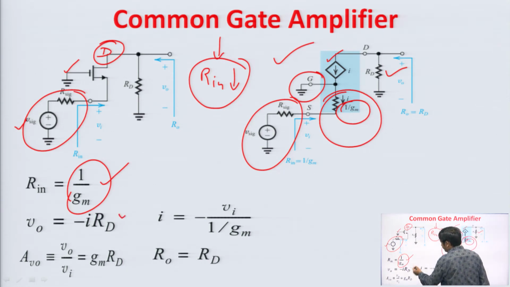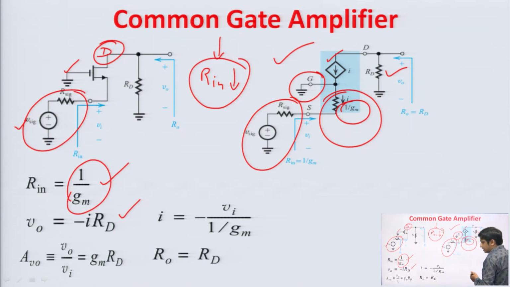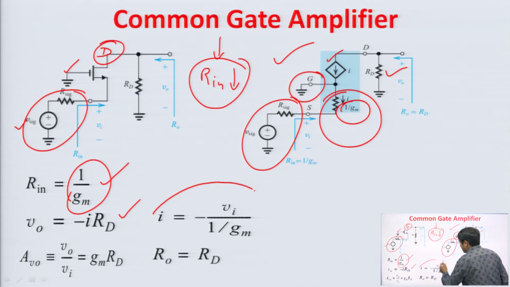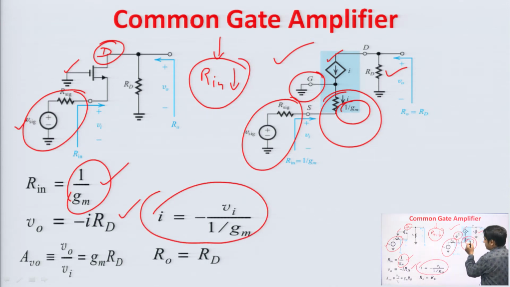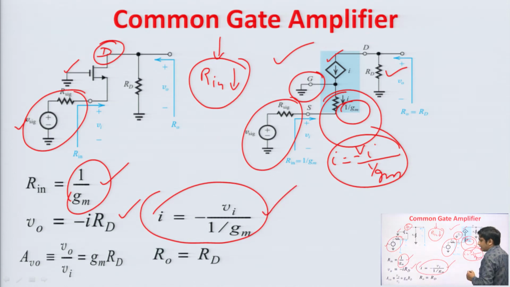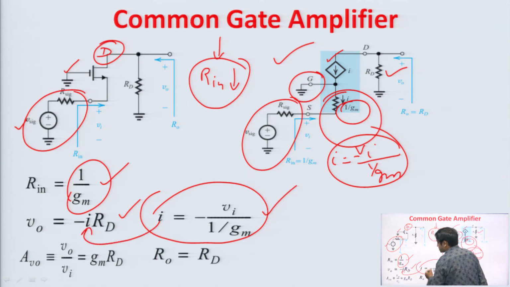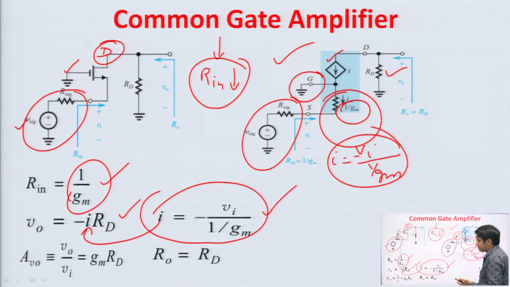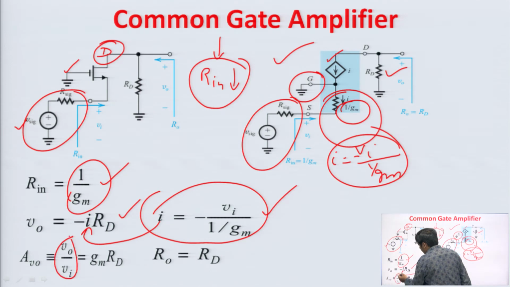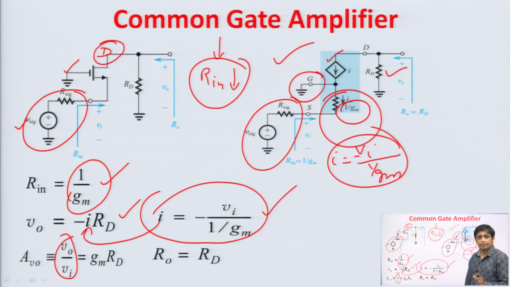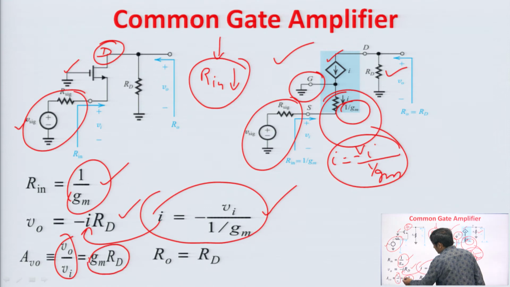Now, you can calculate V naught again like we had done in the earlier case. We can find out the value of I here. What is I? The current flowing through 1 by G m will be V i upon 1 by G m with a minus sign. Just put this I in the equation, that is V naught is equal to minus I into R d, and calculate V naught upon V i, which is the open circuit voltage gain. Open circuit voltage gain means we have put the load resistance equal to infinite. So, you can see that the open circuit voltage gain is G m into R d.